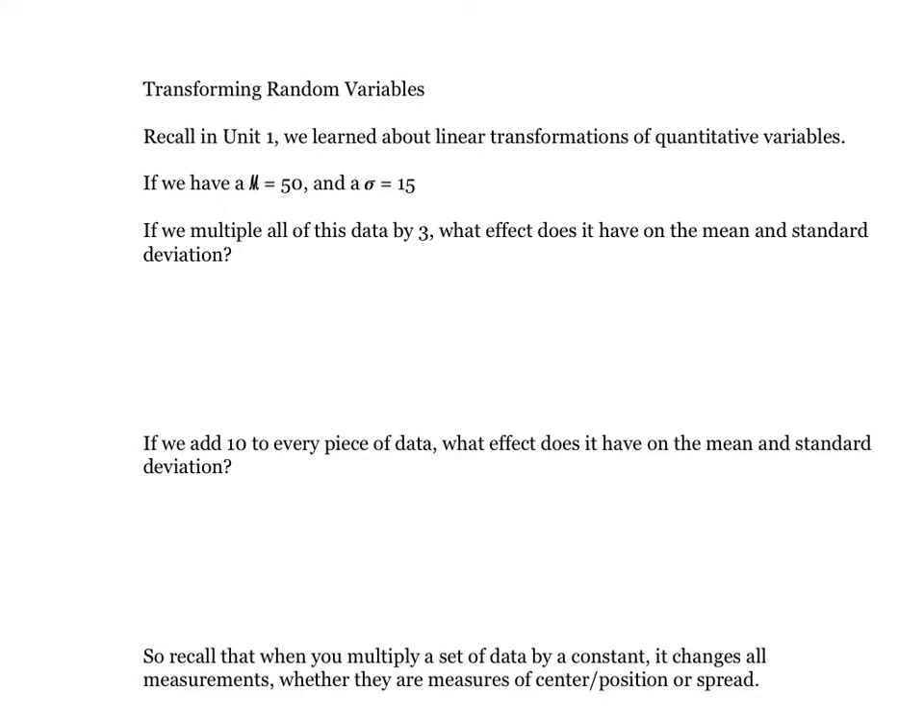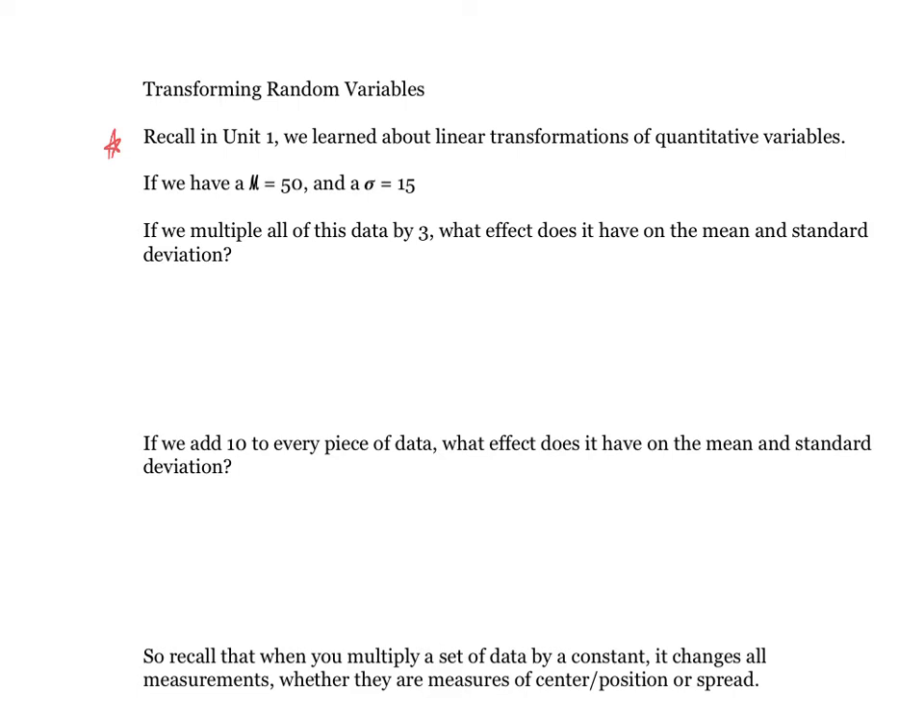Hello, AP Stat students. Today we're continuing our discussion of random variables, and we'll be talking about transforming random variables today. And recall, back in Unit 1, we learned about linear transformations of quantitative variables. And we learned what happens when you multiply every number in a set of data by a certain value, and we learned what happens when you add or subtract a certain value from an entire set of data. So let's review that concept real quickly here.